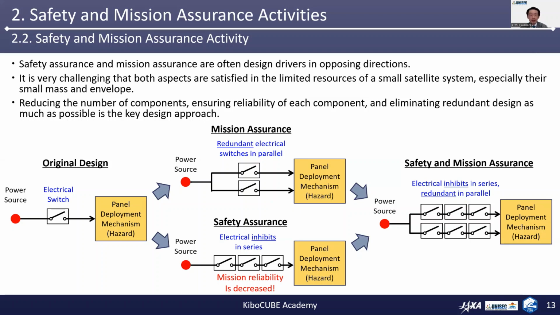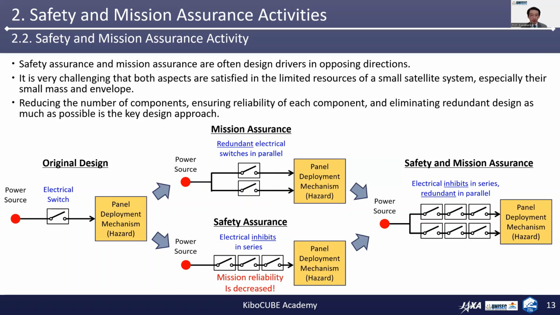Then in the mission assurance activity, described in the middle of this figure, satellite engineers often try to duplicate this electrical switch to be redundant in order to ensure that the panel deployment mechanism can be deployed even in the case should one of the switches fail in orbit.